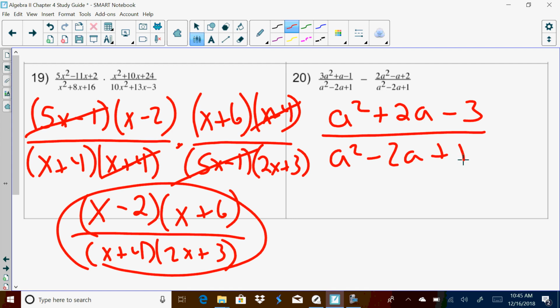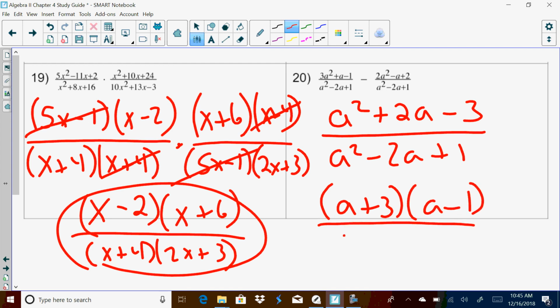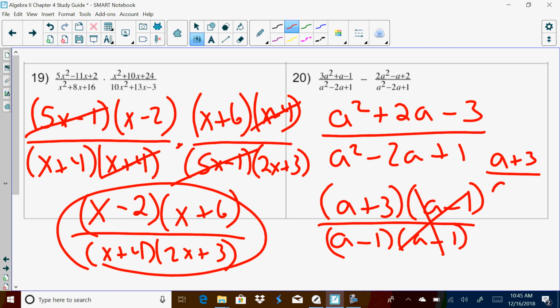So I'm going to see if I can simplify anything. I factored the top, and I got a plus 3, a minus 1, over a minus 1 times a minus 1. So these cancel out. My final answer is a plus 3 over a minus 1.